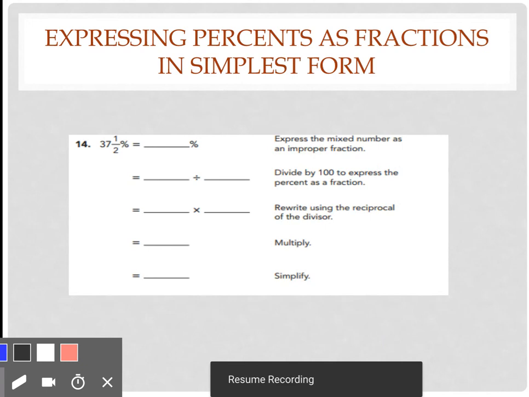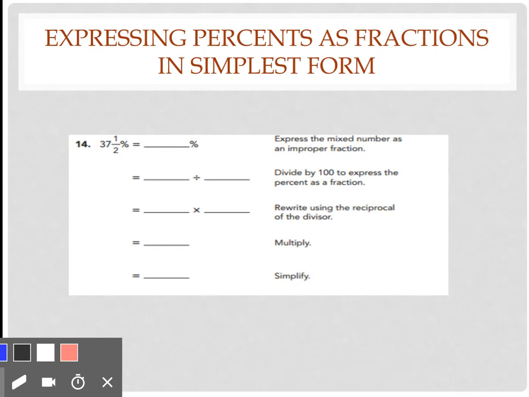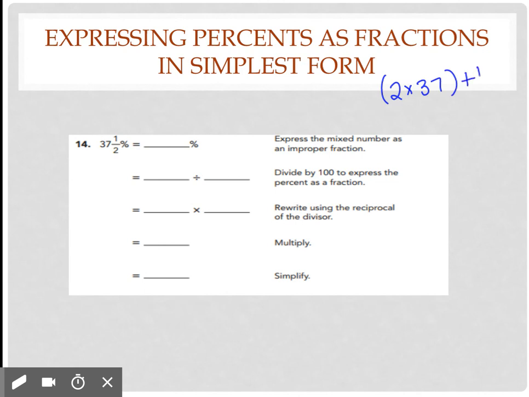All right, let's try number 14, 37 1/2%. So first I'm going to turn it into an improper fraction. To do that, again, I'm multiplying the denominator times the whole number, and I add my numerator. So 37 times 2 would be 74, plus 1 is 75. So I get 75 over 2.